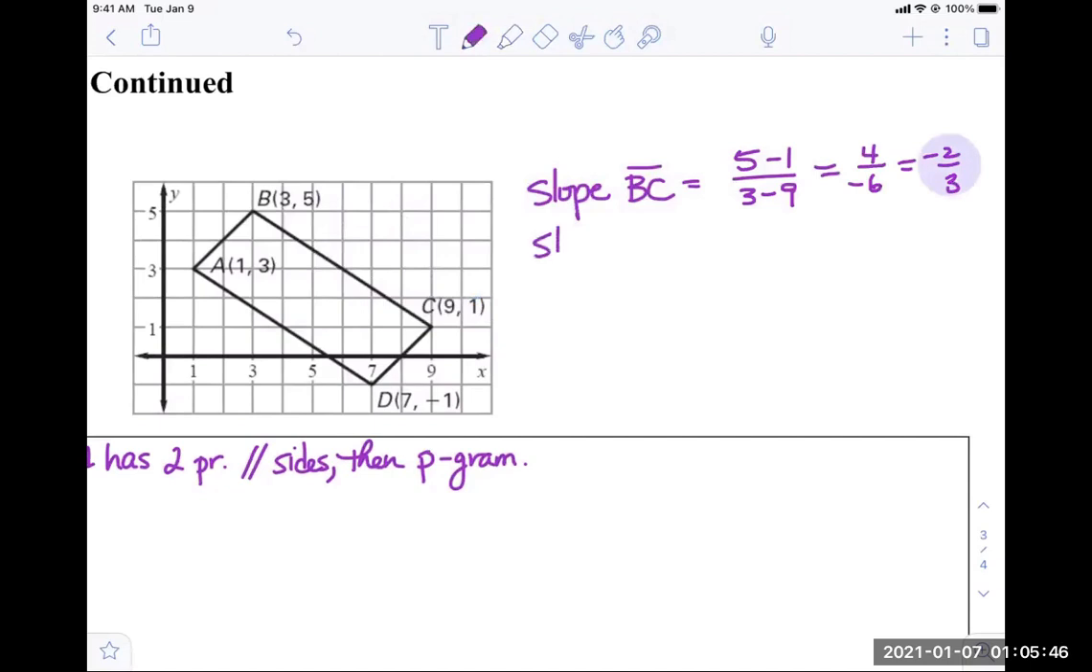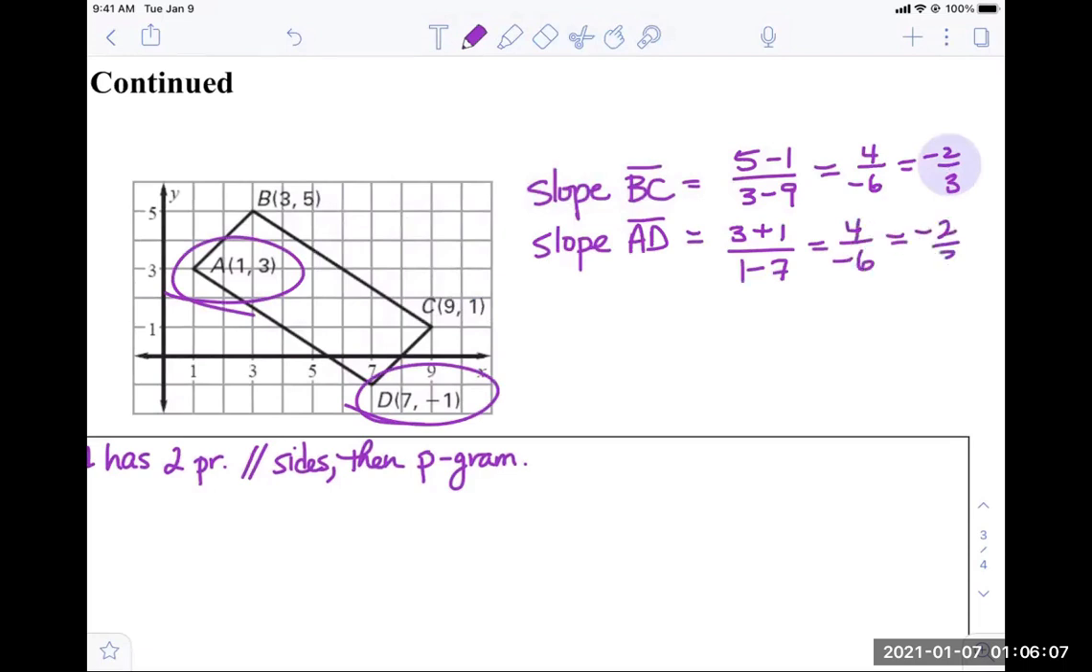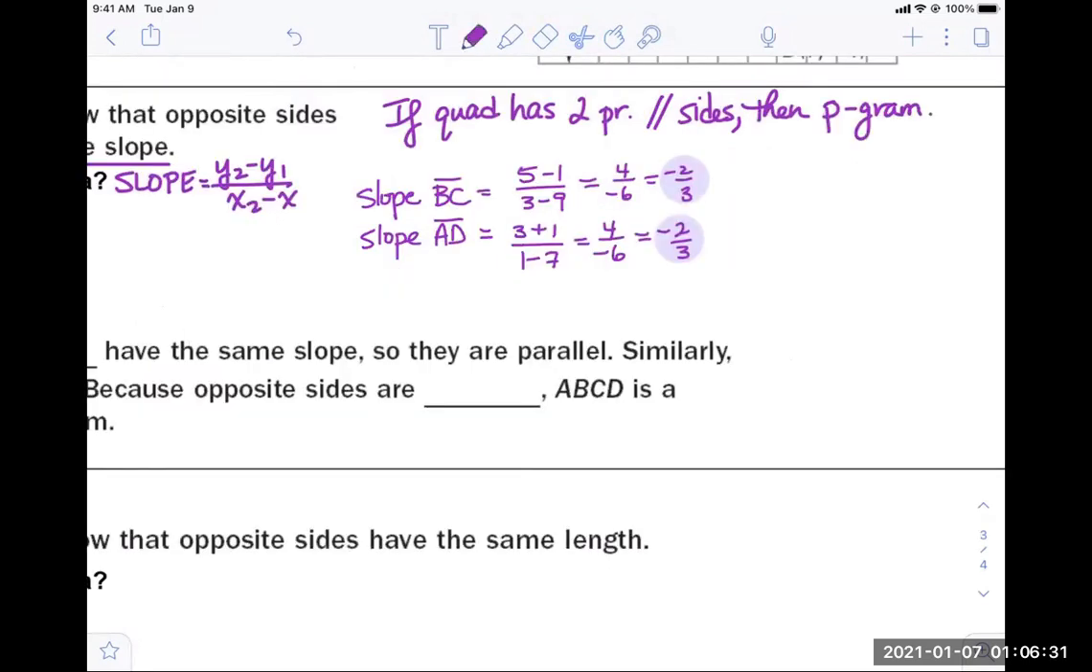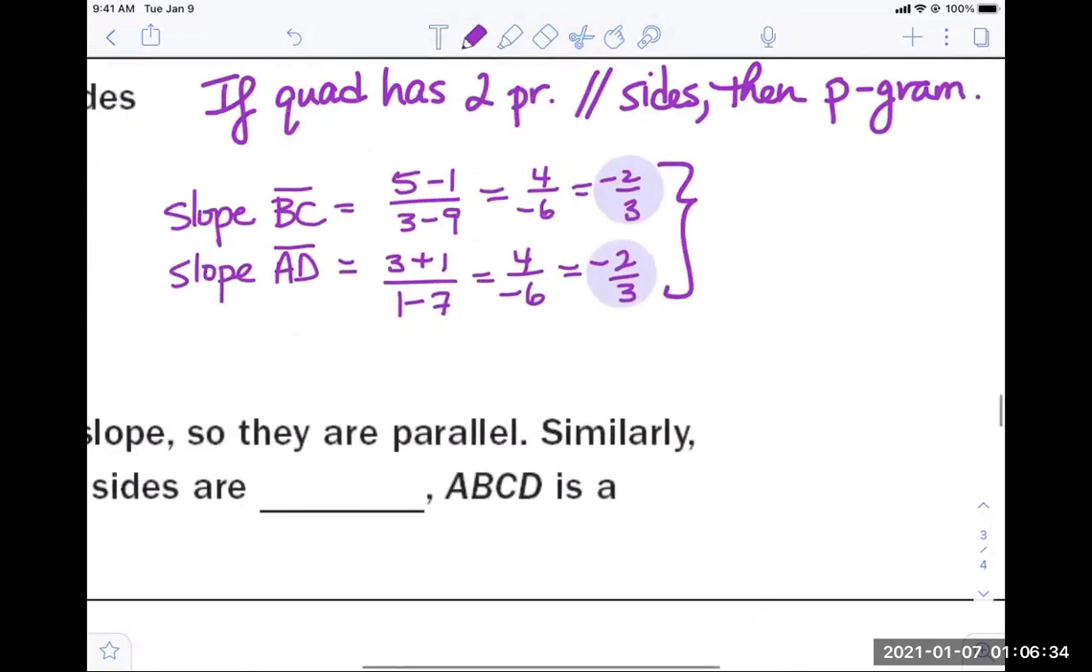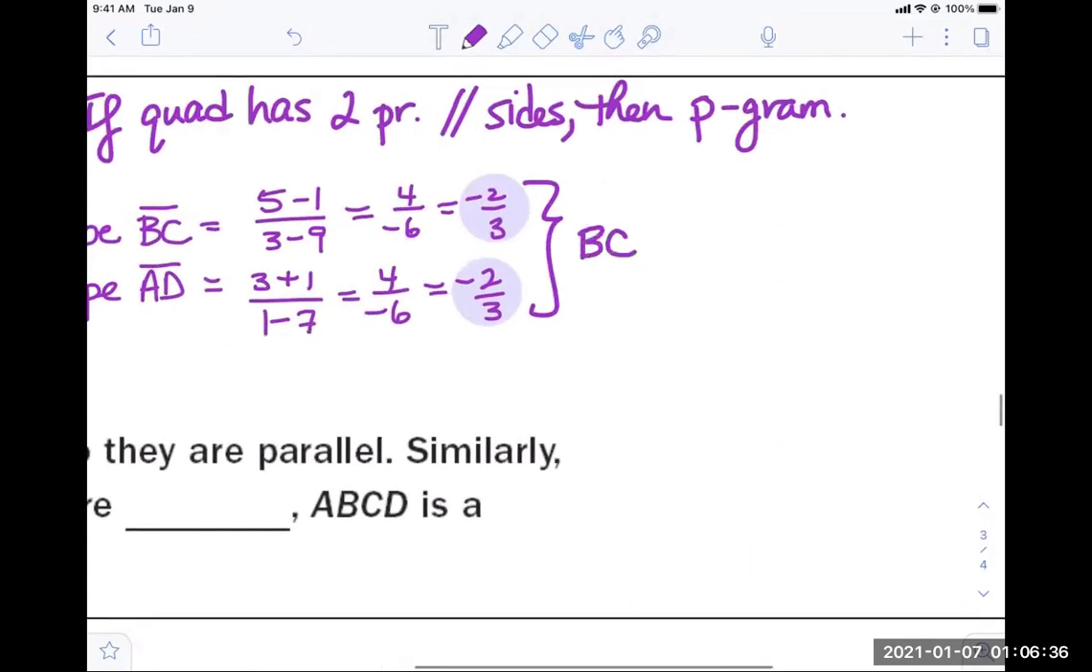Okay, and then the side that it's supposed to be parallel to, the slope of segment AD will be 3 minus negative 1, or 3 plus 1, over, we're using these 2 points, 1 minus 7. 4 over negative 6, same answer. Okay, because the slopes are the same, that means that those lines are parallel. So we just showed that these two sides are parallel. Okay, so this shows you that BC and AD are parallel.